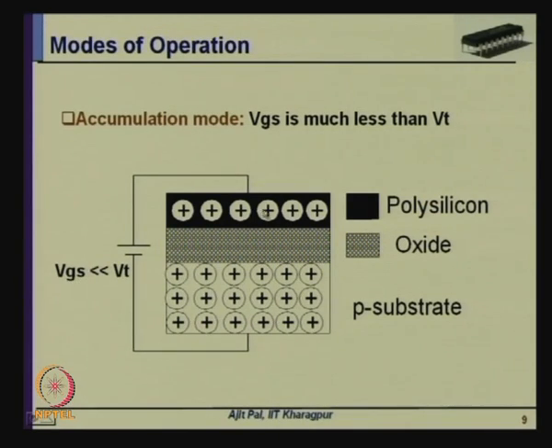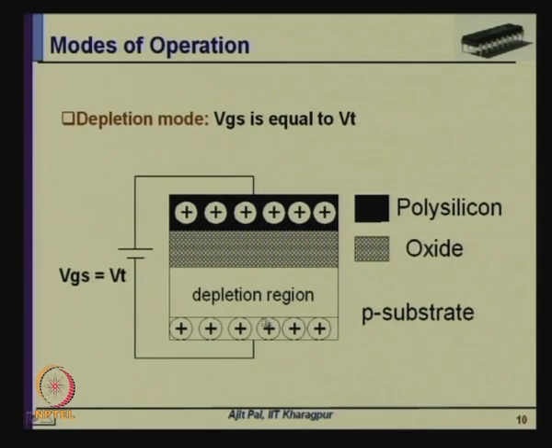As you increase the gate voltage from 0 to VT, this is the silicon dioxide, this is the polysilicon, and this is the substrate. We can see the channel region now has positive charges when the gate voltage is 0, and as it is increased to VT, the threshold voltage, we define the threshold voltage as the onset of flow of current, the onset of creation of the inversion region, you can say. This depletion region has no charge carriers, neither hole nor electron is present here. So, this is the depletion mode where VGS is equal to VT.